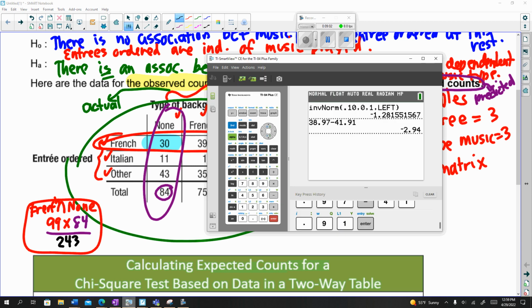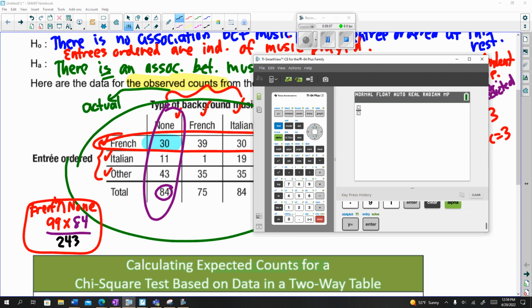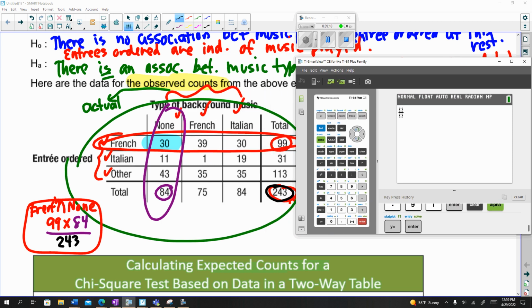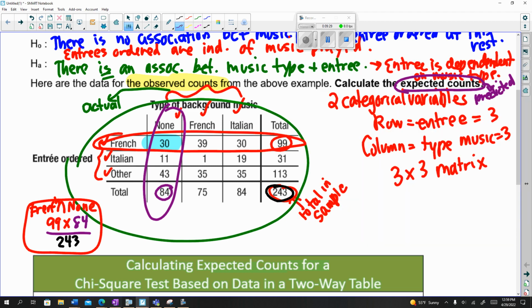If we were doing this by hand, we would go to our calculator and do row total times column total divided by total. So we would do 99 for the row total times 84 for the column total divided by 243 for the total, and I hit enter. I got a fraction, so I'm going to make it a decimal by pressing math, number 2, decimal, and hit enter. I got 34.222. I'm going to write the expected count next to the observed count, kind of hovering on the right-hand side of the cell. So 34.222, and that's a decimal.